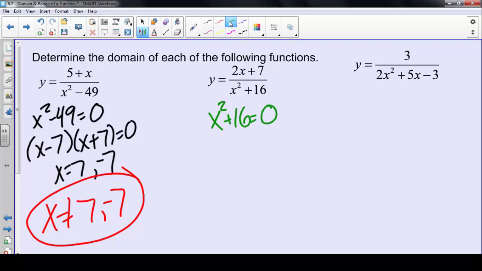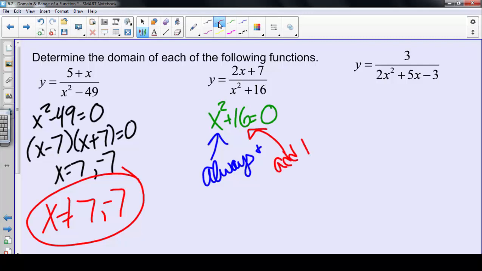Now this one, we don't know how to factor it. Quadratic formula is not going to really help us. Square root property is not going to help us. But I want to point one thing out. Notice x squared is always positive, and then we're adding 16. So no matter what, we're always going to get some sort of number down here. This is never going to add up to 0, because you can't add a positive to 16 and end up with 0. So this is another case where it's going to be all real numbers.